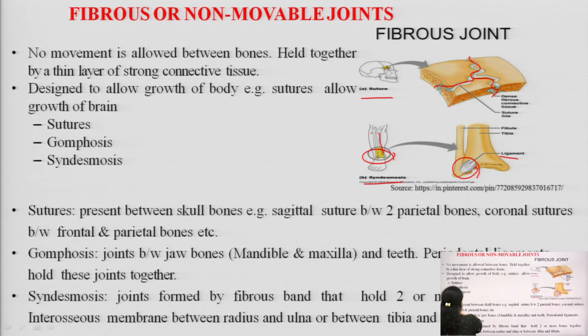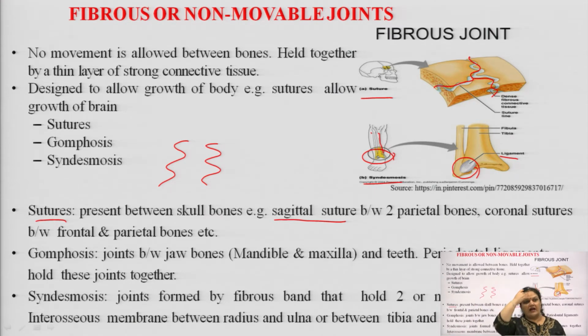You will see sutures first. These are hazy or zigzag structures present between the skull bones. The sagittal suture is an example, which you will see between the two parietal bones, the right-hand side and the left-hand side of your skull. The second is the coronal suture, which you will see between the frontal and the parietal bone of your skull. So, these are the examples of sutures.